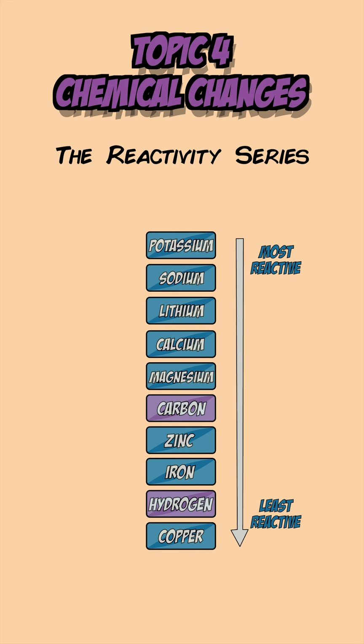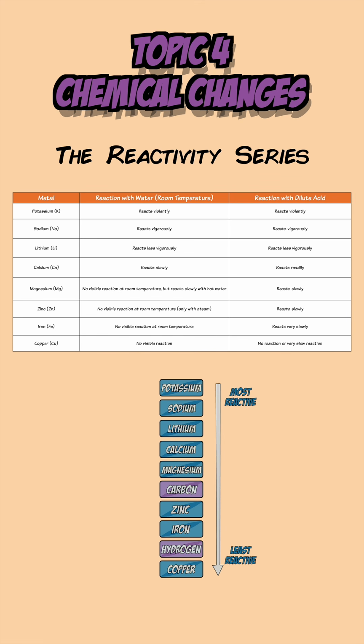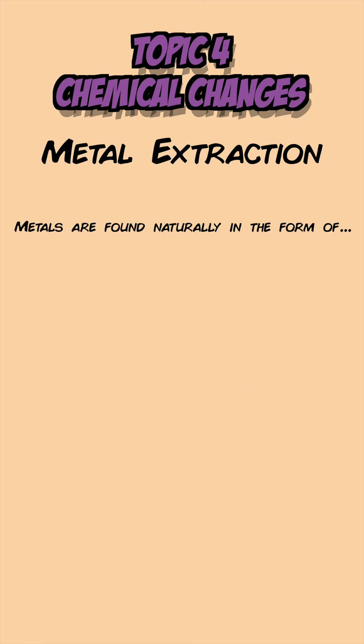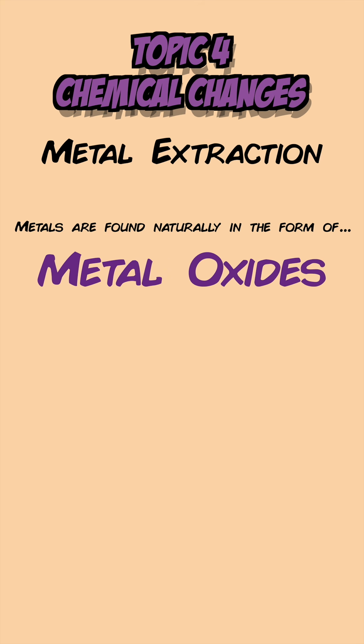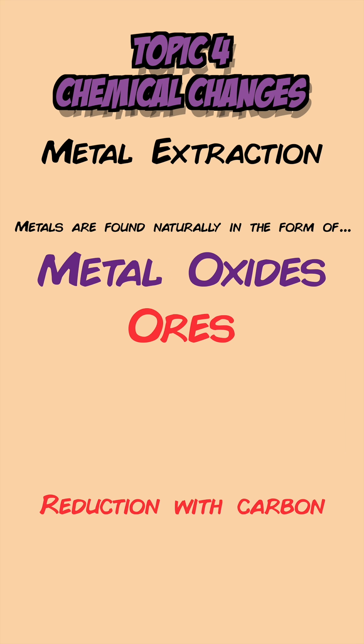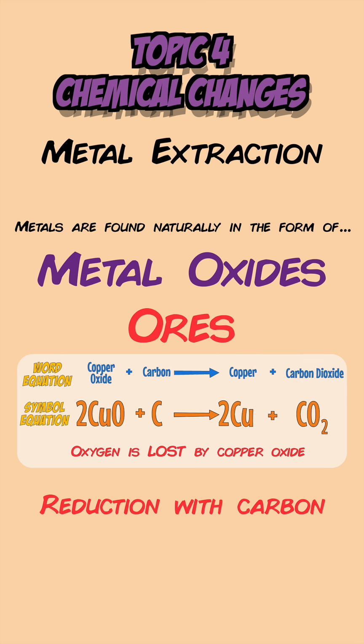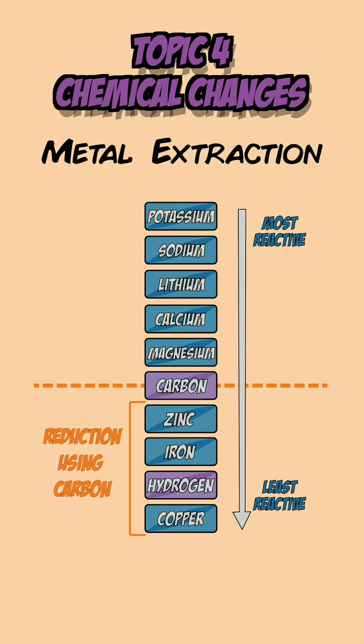Next up, we have the reactivity series, where the higher up an element is, the more violently it will react with water and acid. The reactivity series is useful in metal extraction. Most metals are naturally found as metal oxides in rocks known as ores. In order to extract the metal, carbon can be used to reduce the metal oxide to form a metal and carbon dioxide. However, this method can only be used for metals that are less reactive than carbon.